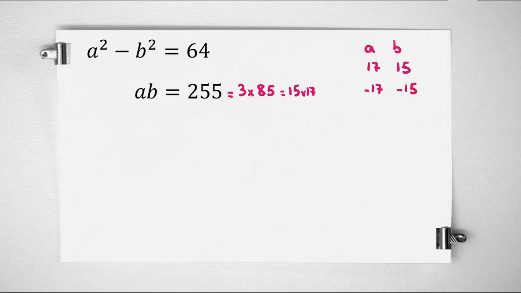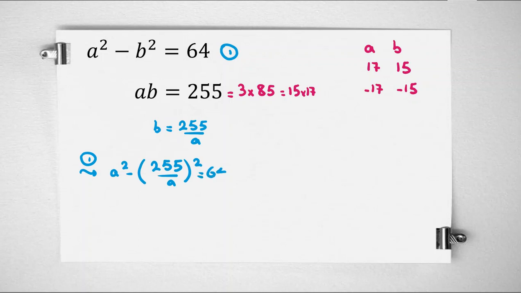Okay, so let's focus on the rest of the problem. Here, we can write B in terms of A, since AB equals 255. We want to see, do we have any other answer? In complex numbers, we have. So let's check. B equals 255 over A. If we call this the first equation and replace B in it, A squared minus (255 over A) squared equals 64, and it will be A squared minus 255 squared over A squared equals 64.